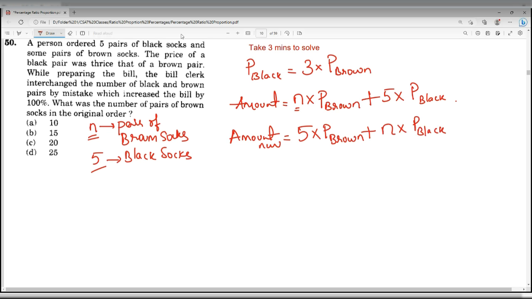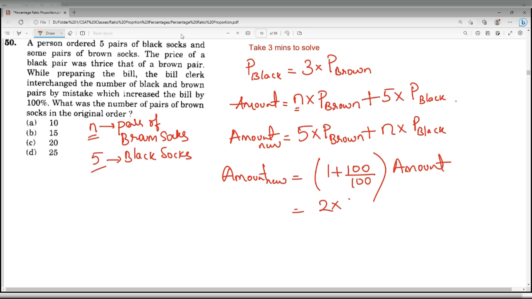So after interchanging, this is the new amount, and what they're saying is the new amount was 100% more than the old amount. So amount new was 100%, that is 1 plus 100 by 100 times the old amount. So it increased by 100%. So this would be 2 into the old amount. This is the amount new.